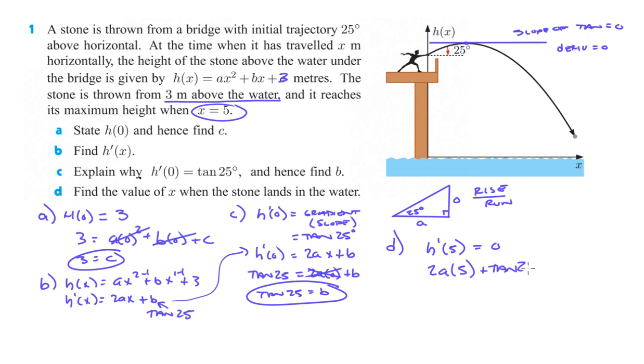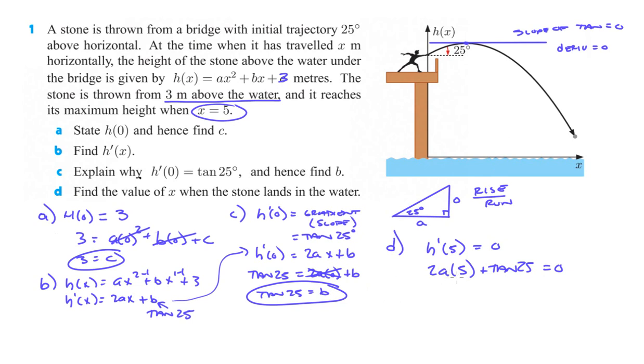Plus tangent 25 has to equal 0, right? And that's from this info here, because the derivative at the max height is 0. So this is 0 equals 2a. We're plugging in 5 for x because we know when x equals 5 is when it's reached its max height.